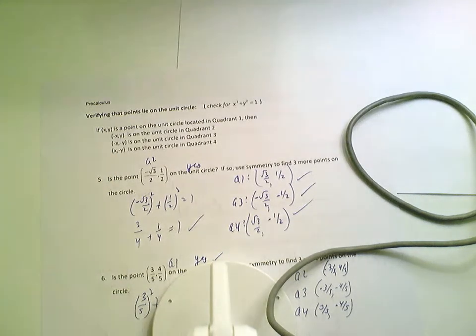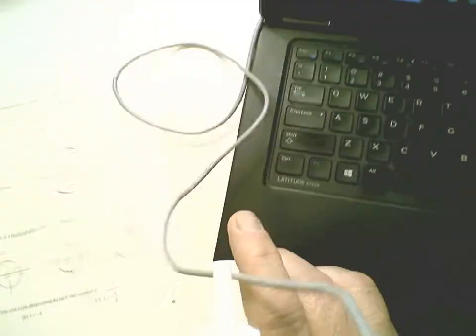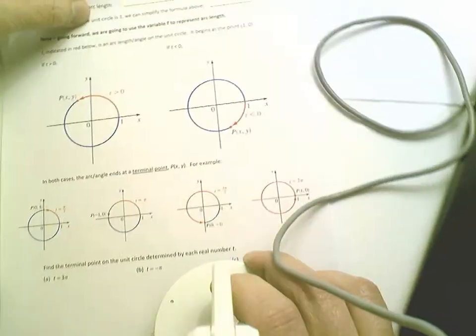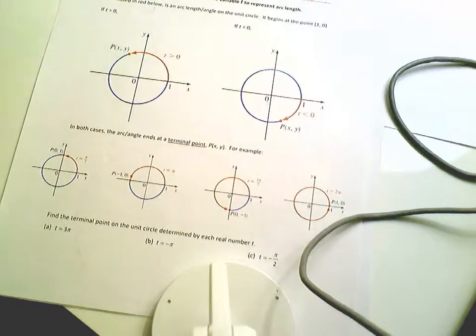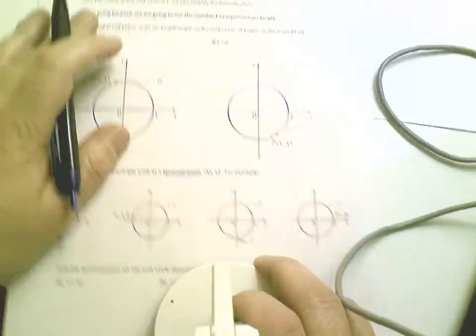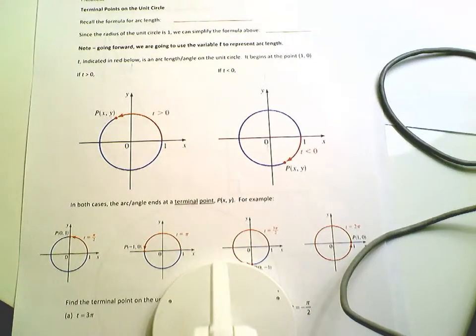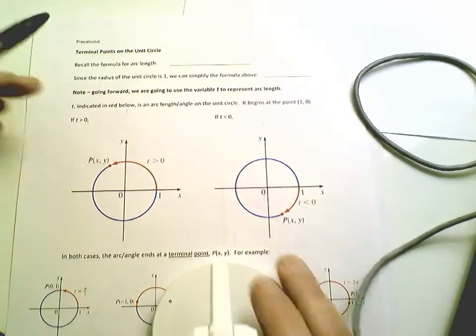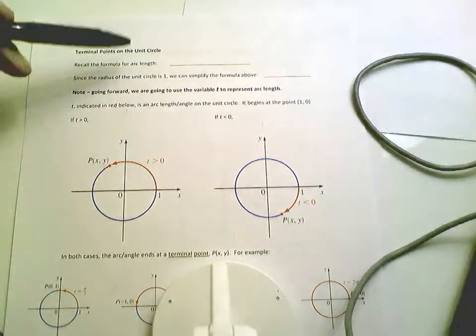All right, so a little bit more legwork to do on this unit, first part. It's to remember the concept of arc length. And we're going to find an arc length on a unit circle is going to take us to a point on the unit circle. So a couple things to remember. Remember the formula for arc length.